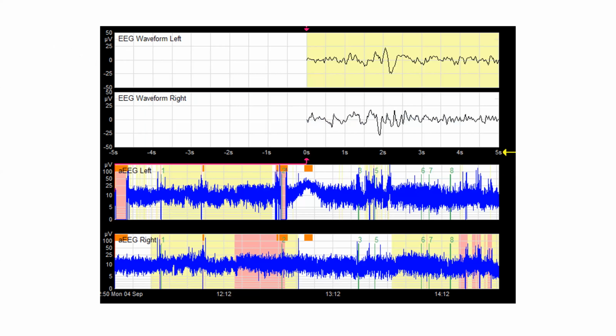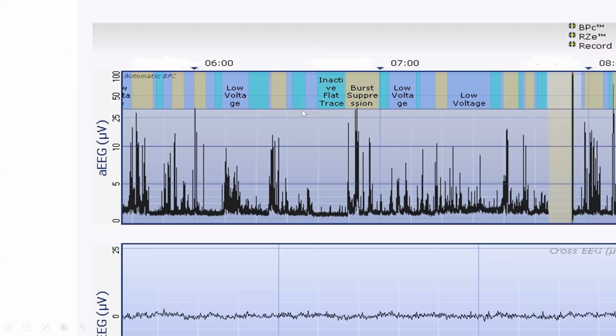Some of you have seizure detection algorithms, and so you may have highlights on your device. And some of you have the ability to do other things like automated background classification. So you may see that here as well. What type of monitor, Kathy, has these type of options? Which ones? The one you have right now, low voltage. Yep. It sort of calculates for you.